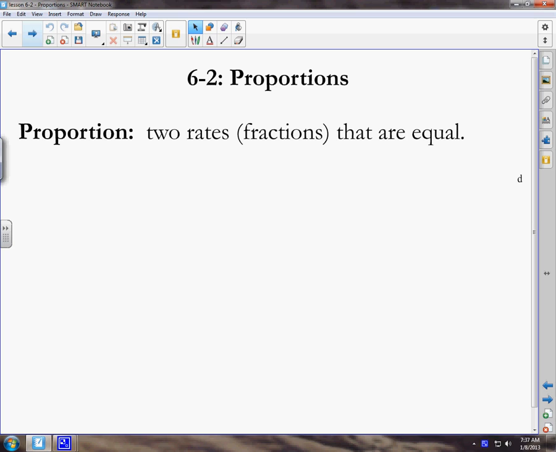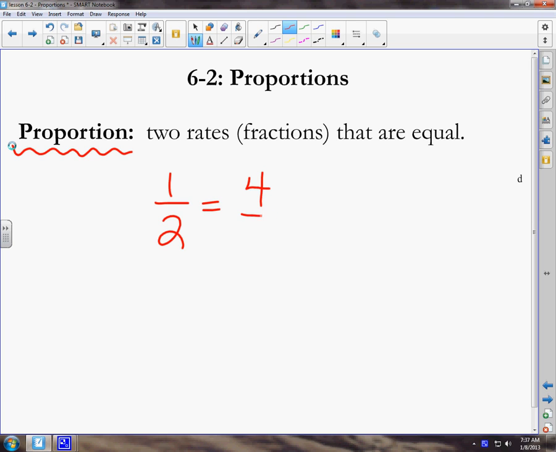Title the lesson Proportions. So yesterday we talked about rates and ratios, and today we're going to talk about proportions. A proportion, here's a key vocab term, is two rates or fractions that are equal. So it looks like this: 1/2 equals 4/8. And then what they do is they will take out this number and put in a variable, and you have to find what that number is.